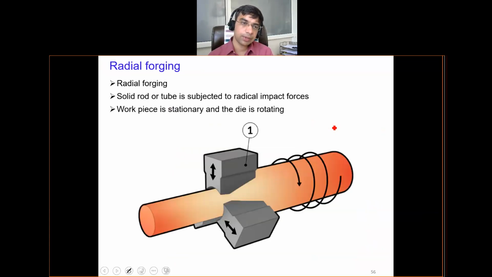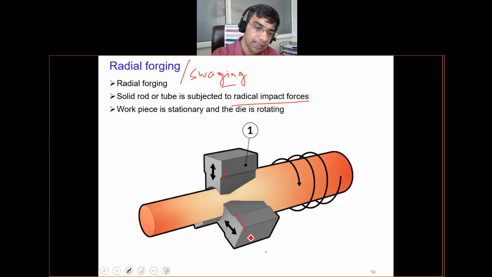Next is the radial forging process, also known as the swaging process. In different books, it is also given the name swaging. In swaging, we are trying to reduce the diameter of a cylindrical rod by subjecting it to radial impact forces. These are the three dies, which are at 120-degree angles. The workpiece is stationary and the dies are continuously rotated.